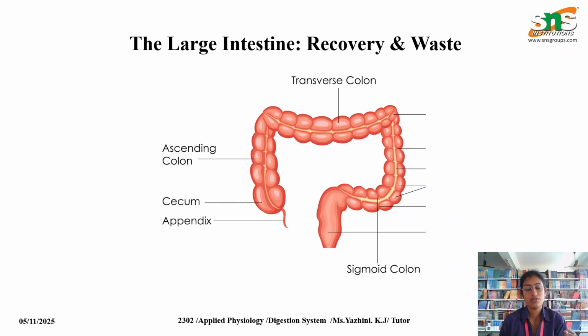The large intestine focuses on recovery and waste. It absorbs the remaining water and electrolytes, forming feces from the indigestible materials, and peristalsis moves it along. In nursing, constipation from low fiber or dehydration is common, which can be prevented by hydration and exercise.